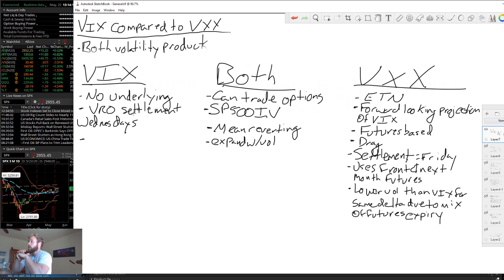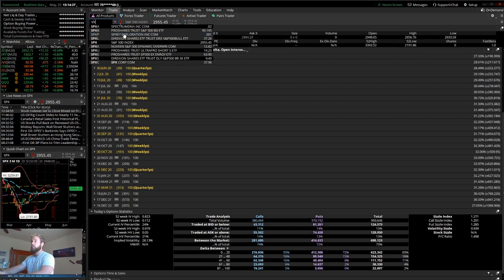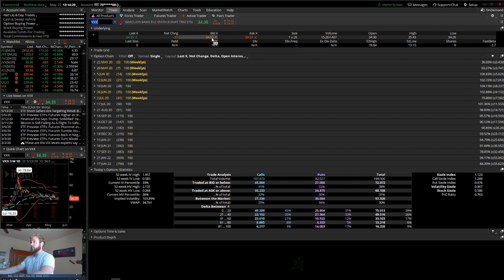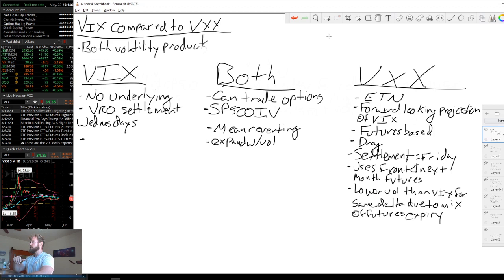Then if I move over to the VXX, unlike the VIX, the VXX has an underlying. There is stock. So if I pull this up, we can see that there's a bid, there's an ask, there's a size, there's volume, there's all the components of an ETF or an ETN. The difference there is the fact that part of your strategy, depending on your disposition towards it, you can include holding an underlying.